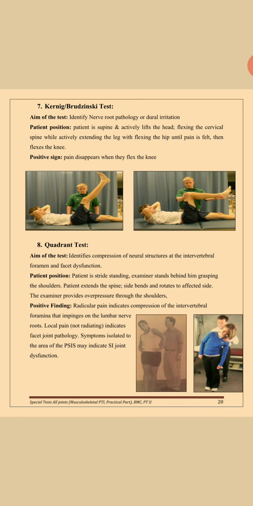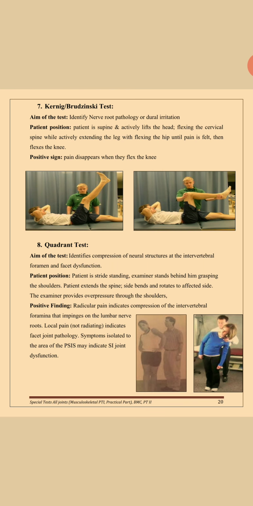Quadrant test. Aim of the test: identifies compression of neural structures at the intervertebral foramen and facet dysfunction. Patient position: patient is stride standing. Examiner stands behind him, grasping the shoulders. Patient extends the spine, side bends and rotates to affected side. The examiner provides overpressure through the shoulders.